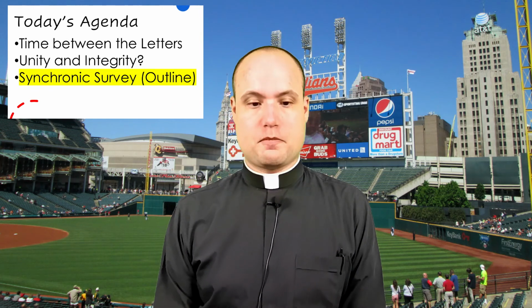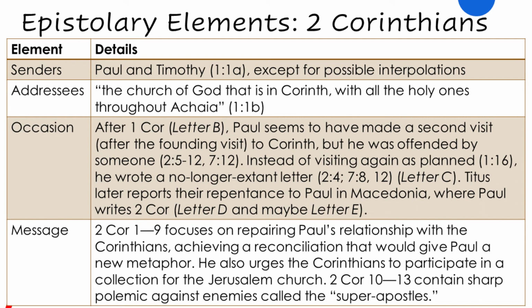This brings us to our synchronic survey. We can talk first about the epistolary elements. Unless there are interpolations, and some scholars say the end of chapter 6 and the beginning of chapter 7 is an interpolation, the senders are Paul and Timothy. We know that this is to the Corinthian church as well as all other Christians who are living throughout Achaia. We don't know how many of those there would have been, but that's what the superscription says.